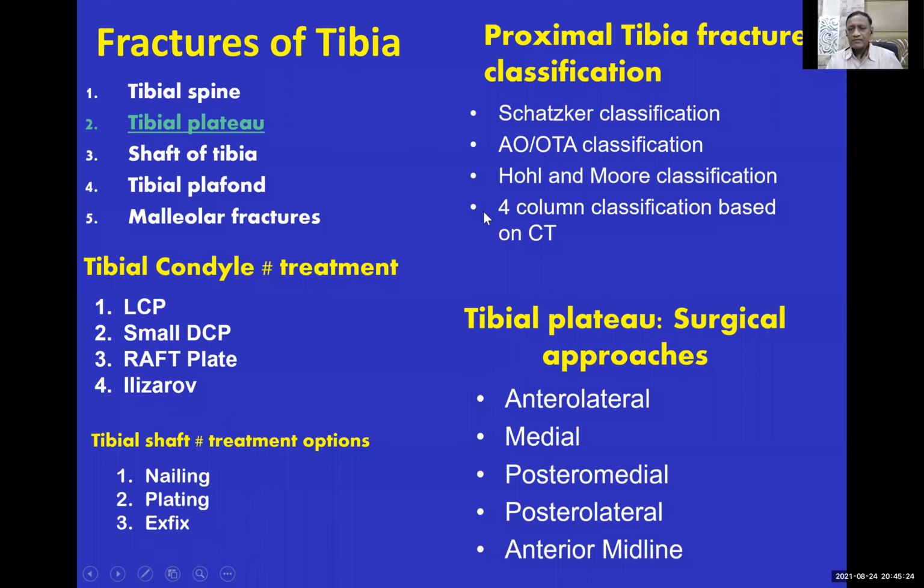Proximal tibia fracture, there are various classifications. You should know the Schatzker classification, AO classification, Hohl and Moore classification, and recently CT-based classification. There is a four column fractures. So depending on which column is involved, we can approach it either anterolateral or posteromedial or posterolateral or medial, or nowadays try to use the anterior midline approach, because if this patient needs total knee replacement later on, that can be performed without any skin problems.